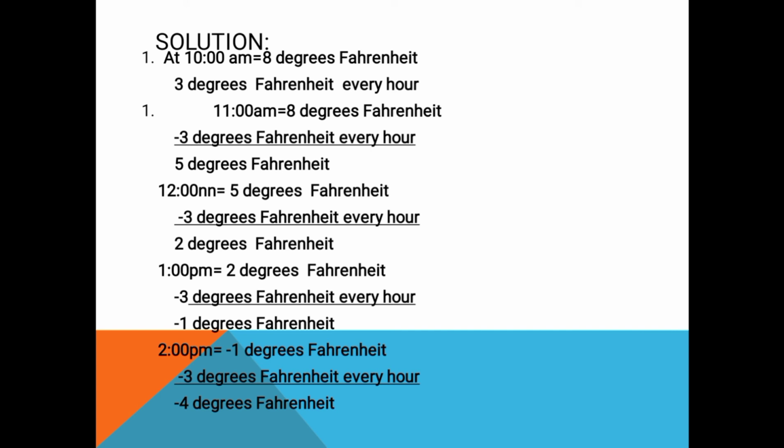Okay, the question here is at 2 p.m. So at 2 p.m., the negative 1 degrees Fahrenheit drops in every hour by 3 degrees. So negative 1 added to negative 3, the result is negative 4 degrees Fahrenheit. And that will be our solution, since our question is what will be the temperature by 2 p.m. of the same day. And you get it. I hope you understand our simple explanation today.